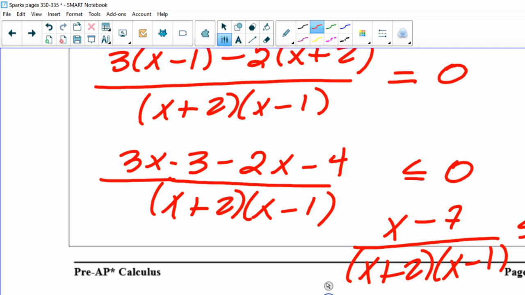Now, can you finish it? Okay. What are your critical numbers going to be? 7, negative 2, and 1. And I'm not going to do it anymore because I'm going to screw something else up. Just watch your steps. You know how to do this.